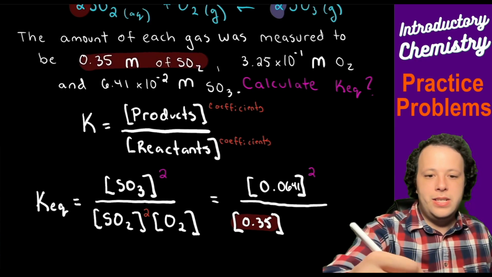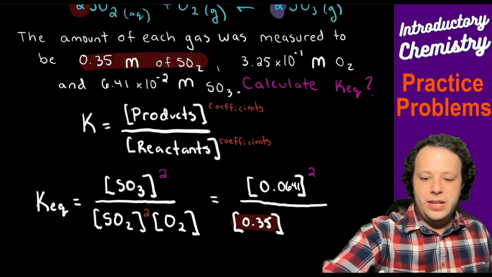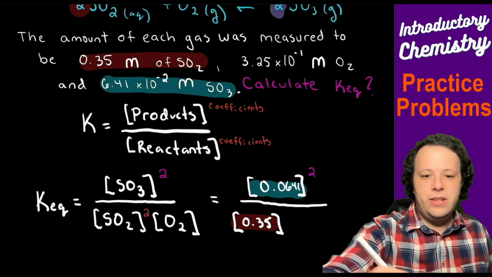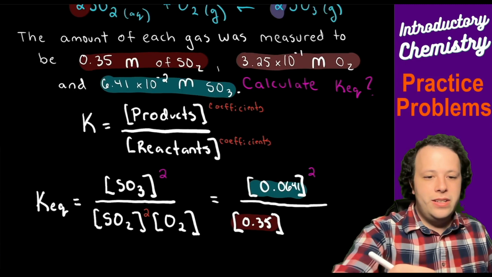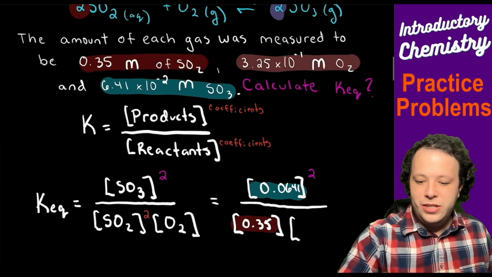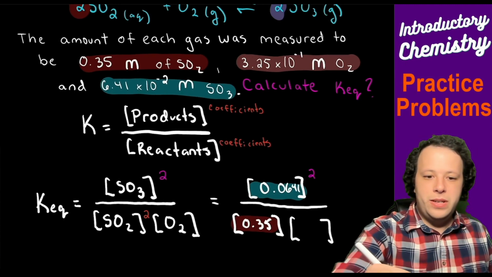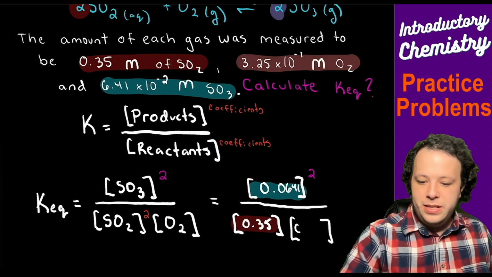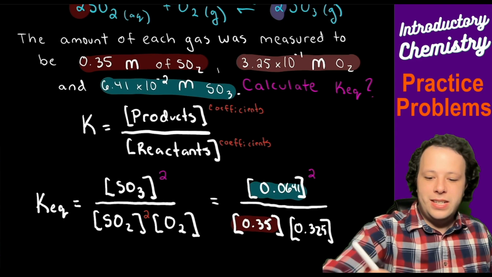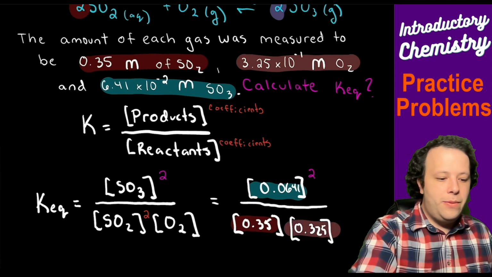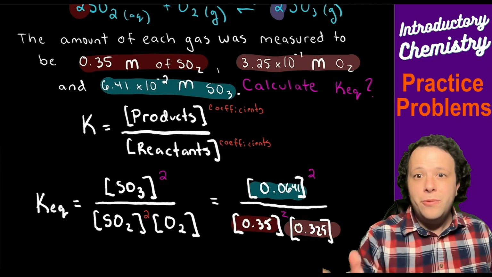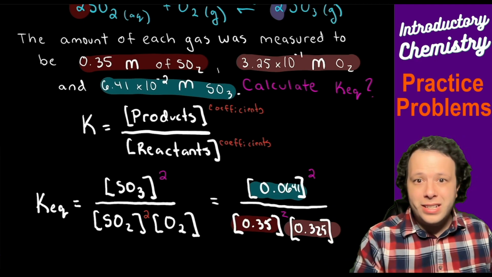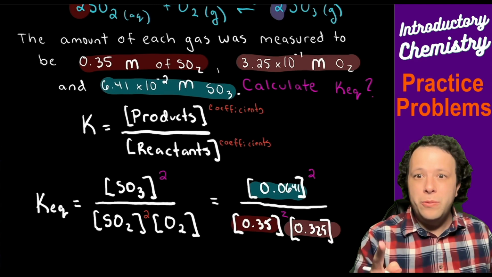So SO2 is here. And then we have SO3, which was here. And then our last one is going to be oxygen. So we will put in our oxygen value as well. And that is going to be 0.325. And that's going to get plugged in as well. Then we got to raise our SO2 to a power. And then we can calculate KEQ. So we'll plug these into our calculator and then we will solve it.